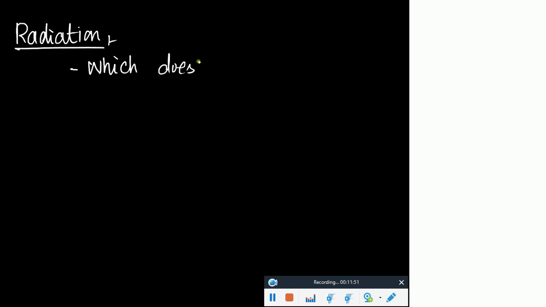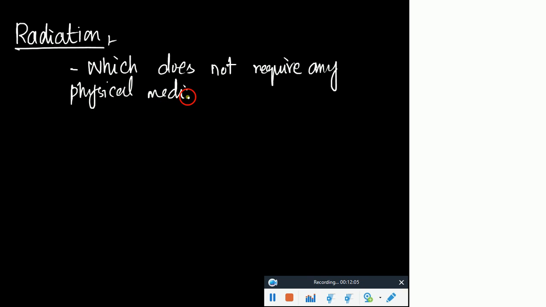So let's talk about the other mechanism. That mechanism is radiation. Radiation is the only mechanism which does not require any physical medium to transfer heat.